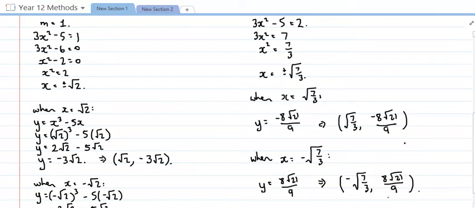Anyway, that wouldn't be a very nice one to work out without a calculator. I mean, it's obviously possible, but I think that going with the calculator is a much better way of doing something like that. Anyway, I'll leave that there.